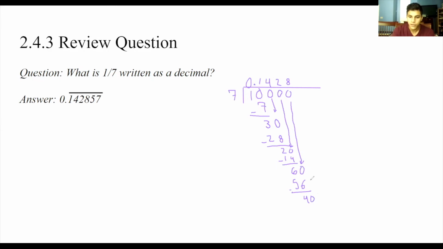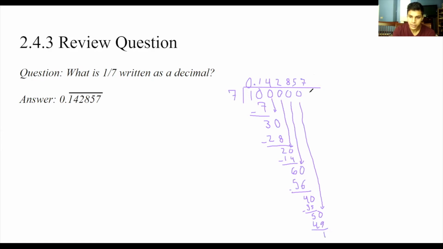7 goes into 40 5 times because 5 times 7 is 35. So if I write 35 here and subtract that, I'll have to write a little bit smaller so I don't get to the bottom of the screen. So 40 minus 35 is 5. All right, now I'm dividing by 50 because I have to add another 0 and bring another 0 down. I haven't divided by 50 yet, so I haven't repeated anything yet. 7 goes into 50 7 times because 7 times 7 is 49. All right, so 49. And then if I subtract that, that leaves me with 1.